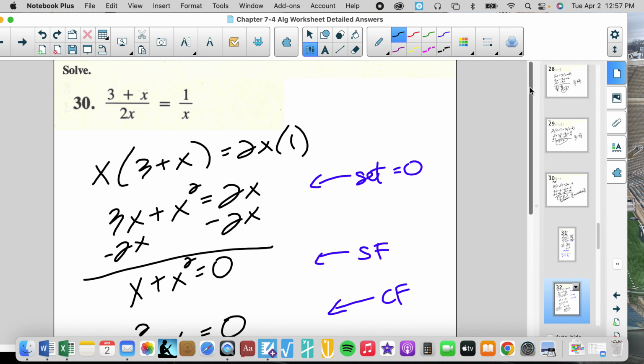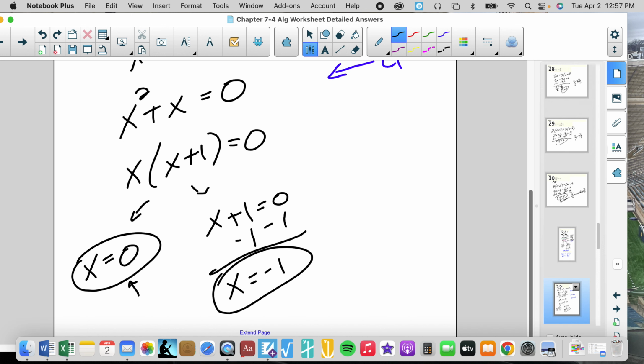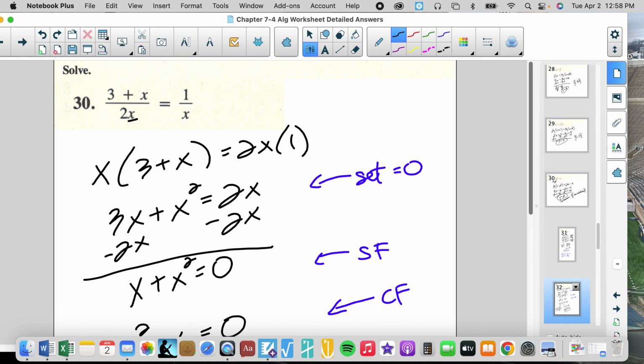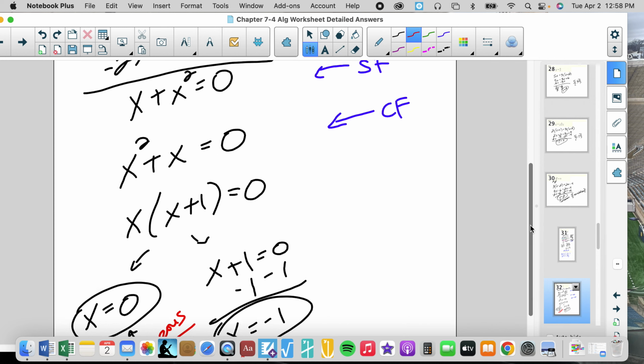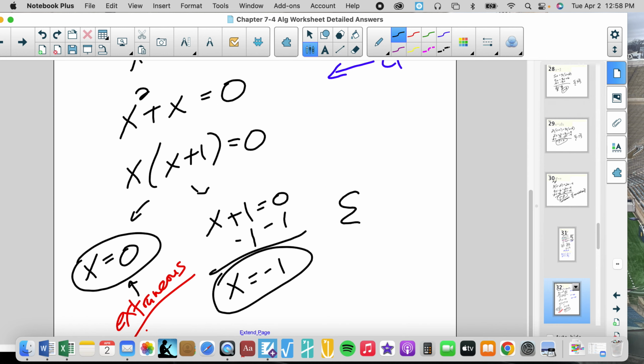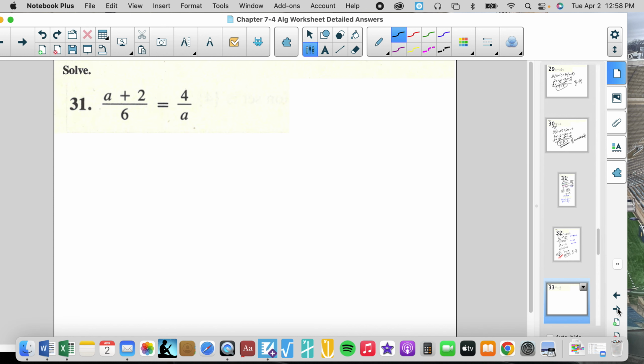But what do we notice? If we plug in 0, notice 0 would be in the denominator, and we can't have 0 in the denominator. So this is extraneous. That's not how you spell extraneous. Extraneous. And if we plug in -1, does that make 0? No. So I only have one solution of those. Only one of them is a viable solution.